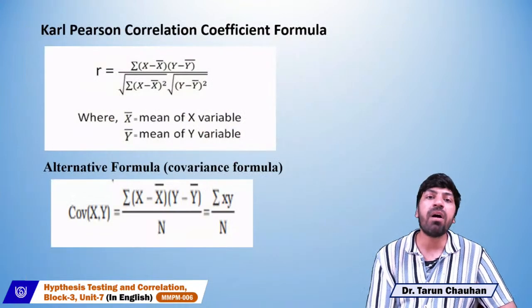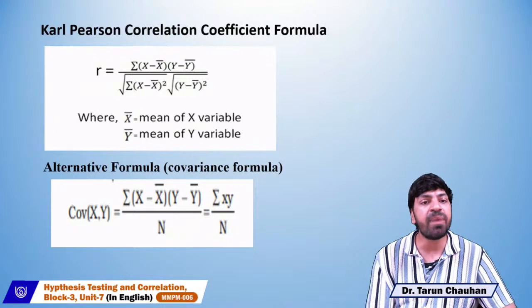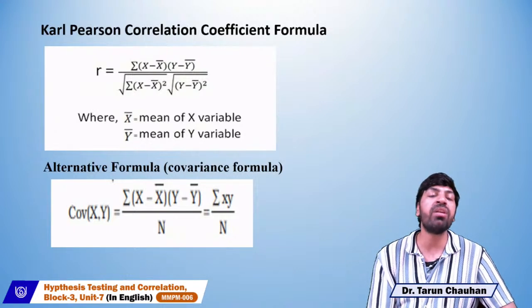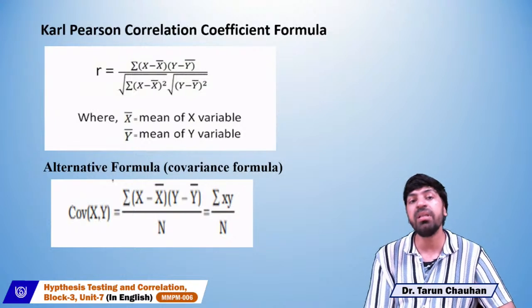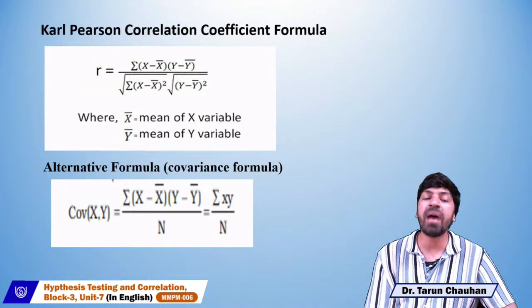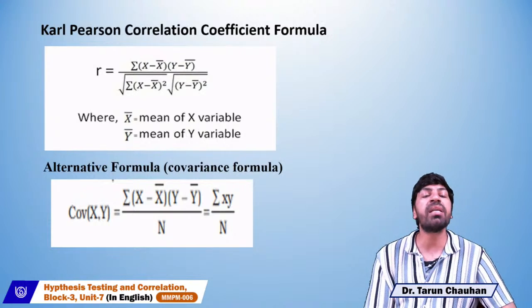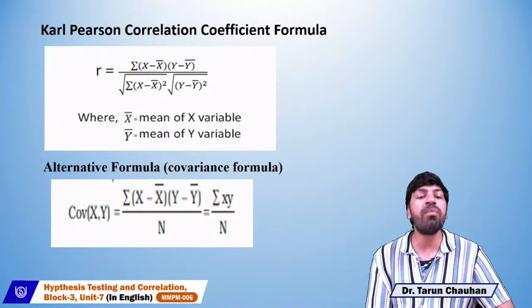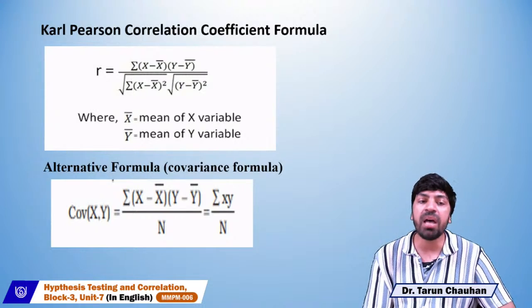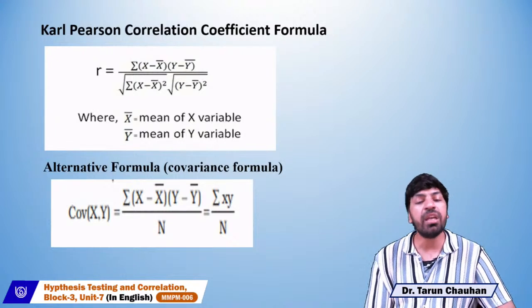These are the mathematical formulas of the Karl Pearson correlation coefficient, where r stands for correlation. It is the sum of (x minus x bar) times (y minus y bar), where x bar is the mean of the x variable and y bar is the mean of the y variable, divided by the square root of the sum of (x minus x bar) whole squared times the square root of the sum of (y minus y bar) whole squared. There is an alternate formula, which is called the covariance formula. Covariance in respect of the x and y variables is equal to sigma xy by n.